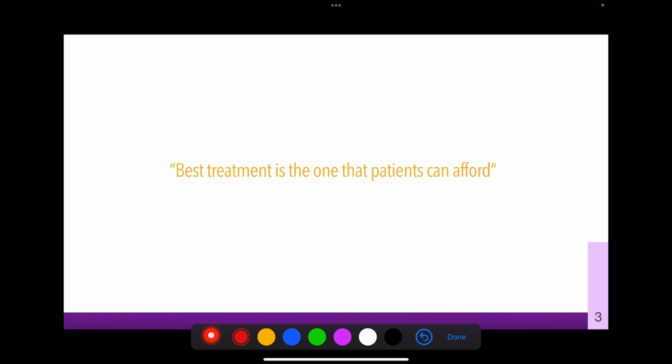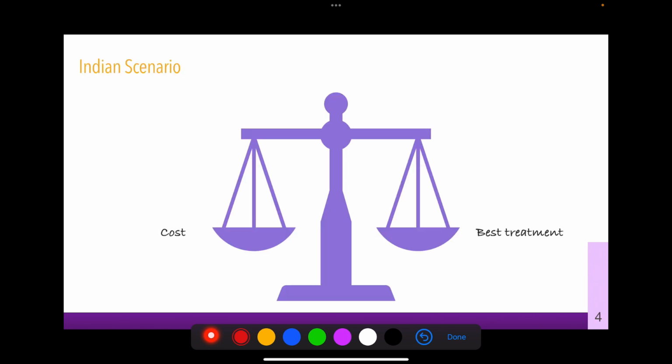One of the important things you have to remember is the best treatment is the one the patients can afford. Okay, especially in India, right? You might try to give the best treatment, but in turn you might increase the cost to the patient. In the second scenario, you might try to balance the cost, and in turn you might decrease the quality of the treatment to the patient. In the Indian scenario, you'll have to always balance between the cost and the treatment.